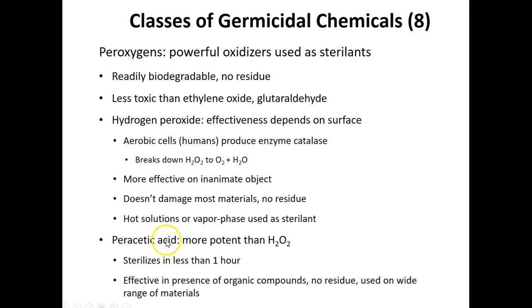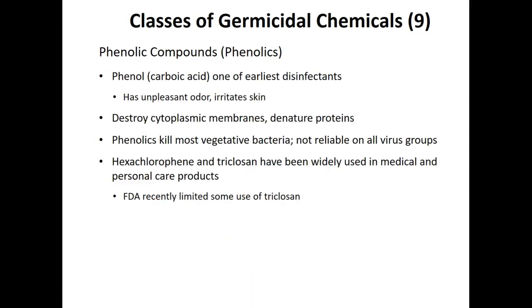There is also peracetic acid. It is, as it says here, more potent than hydrogen peroxide. It will sterilize in under an hour, and it is effective in the presence of organic compounds, such as human tissue. Phenolic compounds would be up next. These are highly irritating to the skin, so there is a significant drawback from that standpoint. They work by destroying cell membranes and denaturing proteins.